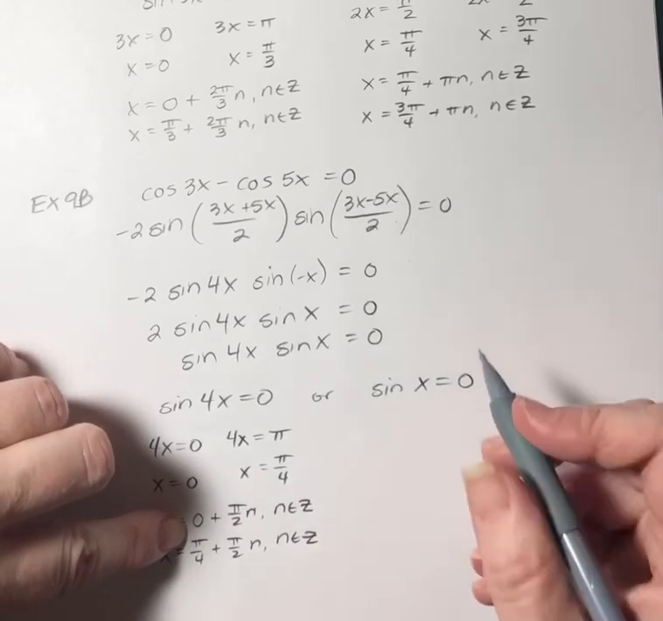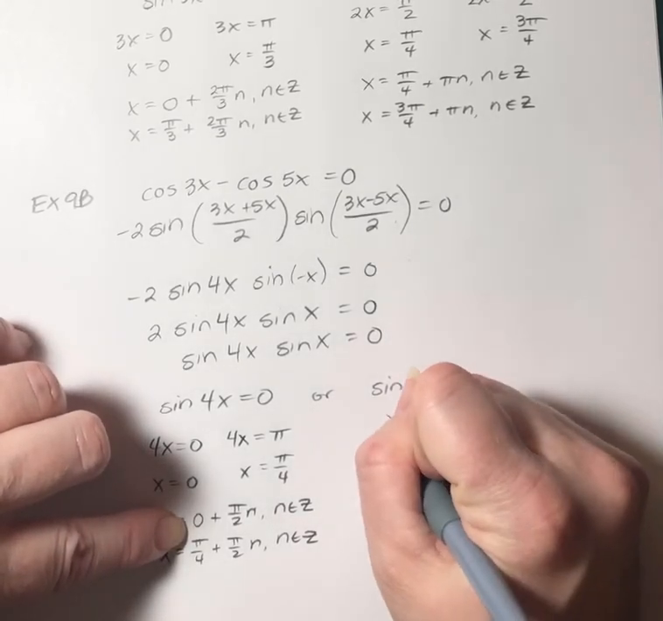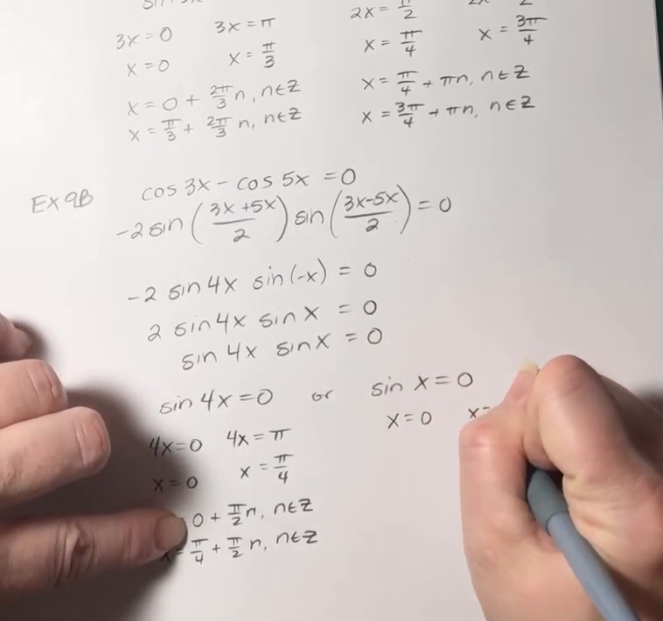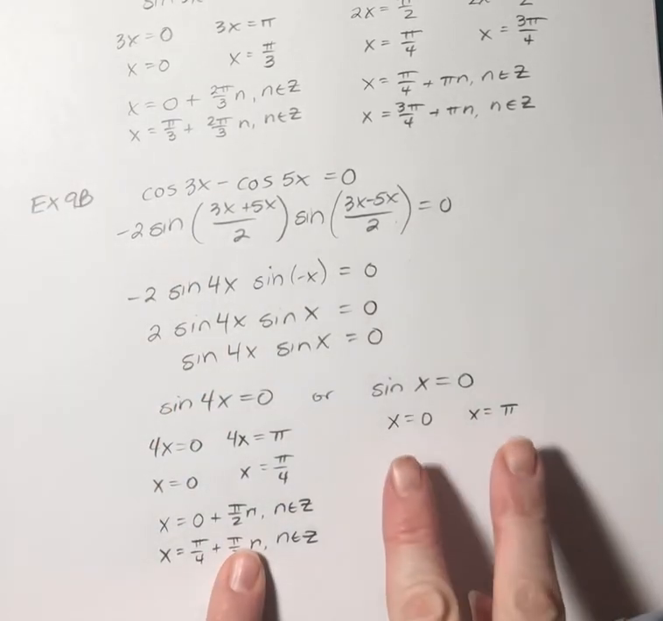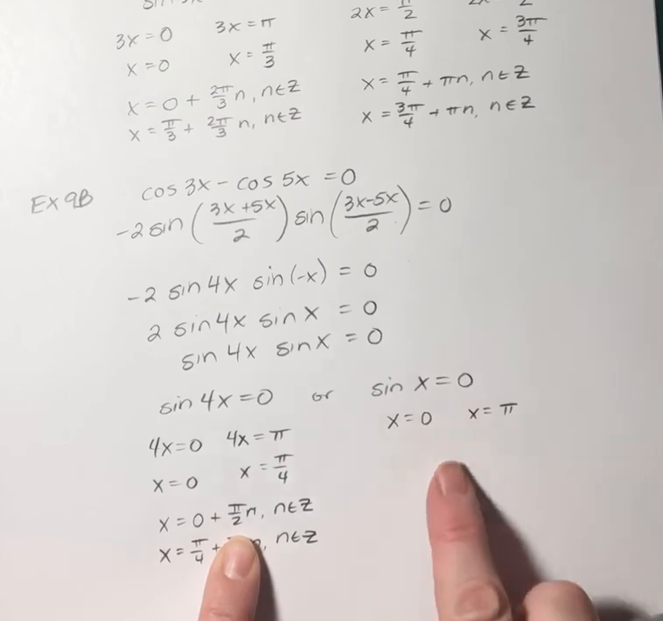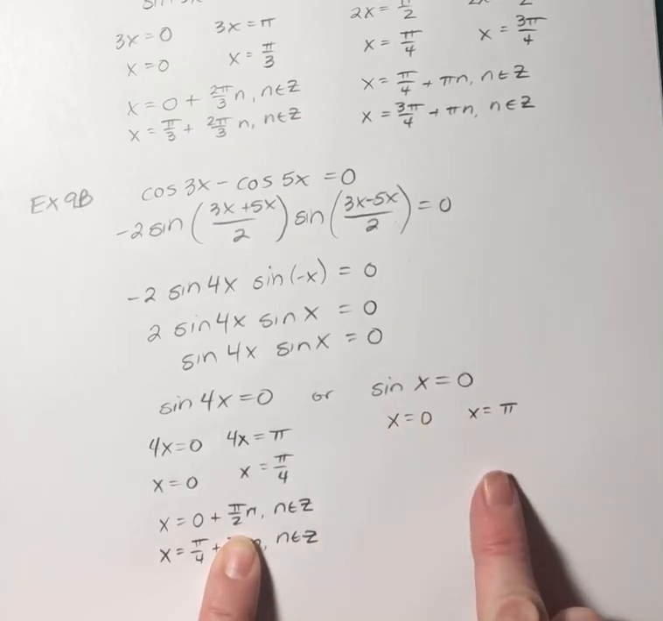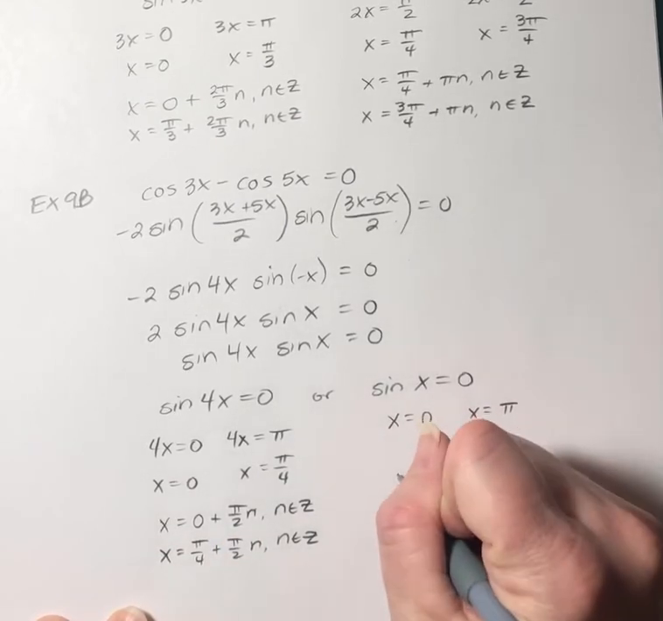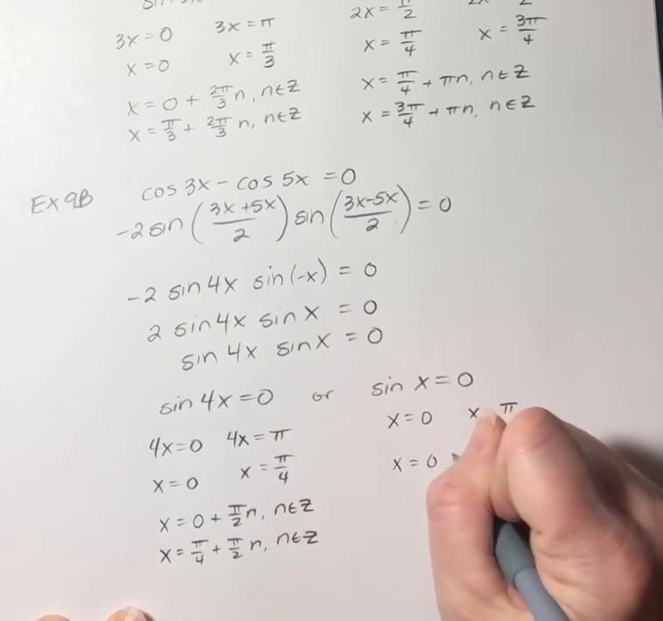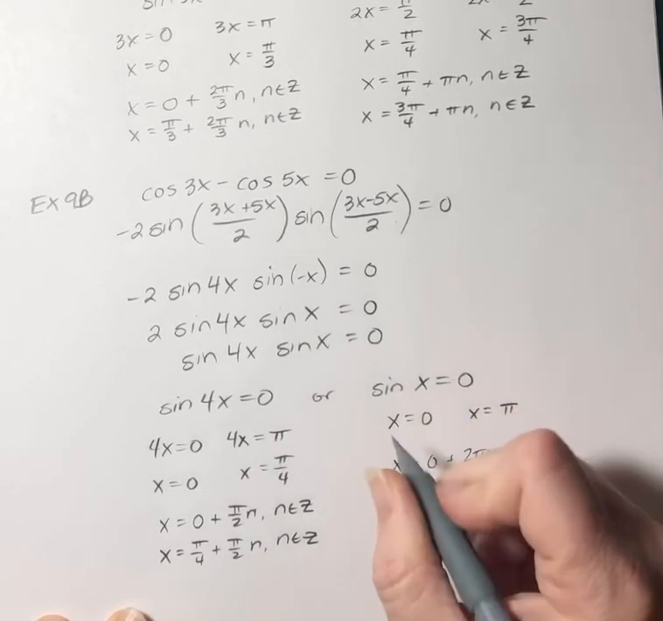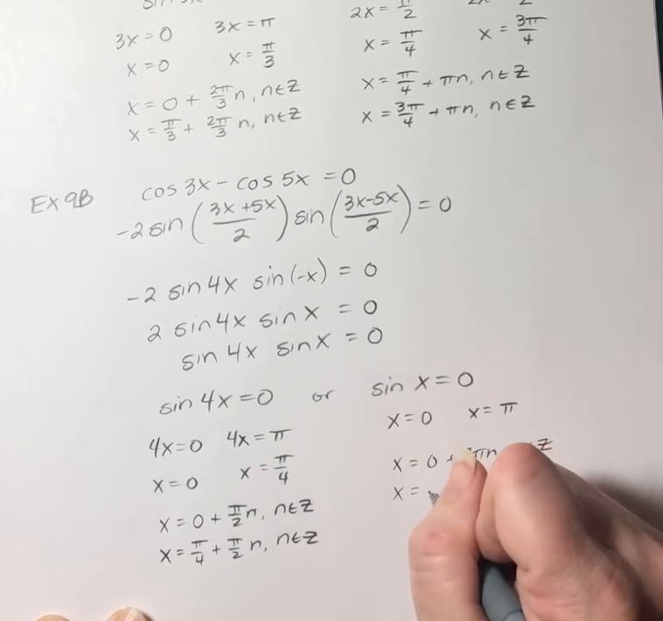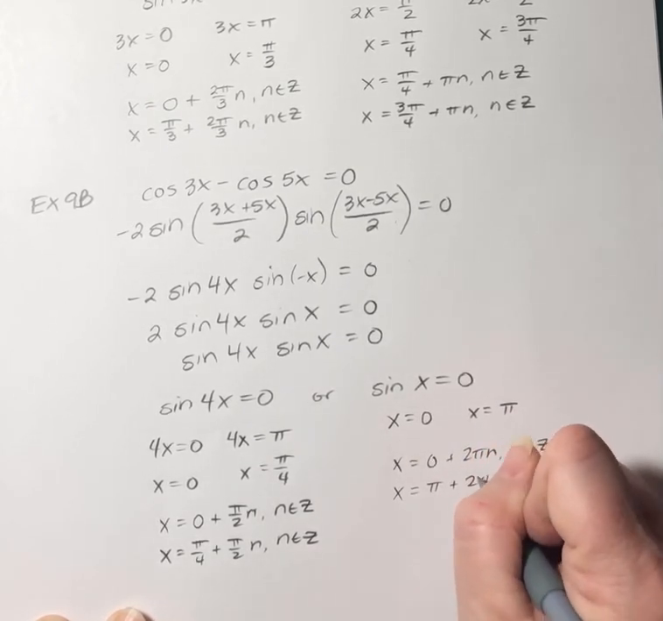And then this one, where is the sine 0? It's at 0 and at pi. Now, these are all going to be covered by this. If a person wrote these out and they said, okay, because now my period is 2 pi, so x equals 0 plus 2 pi n, and this one would be pi plus 2 pi n.